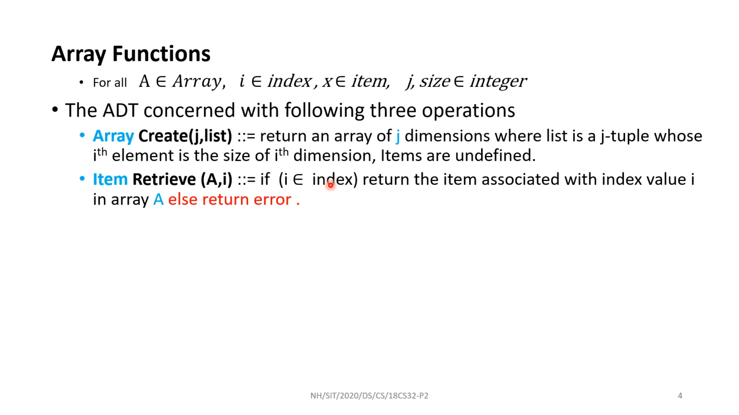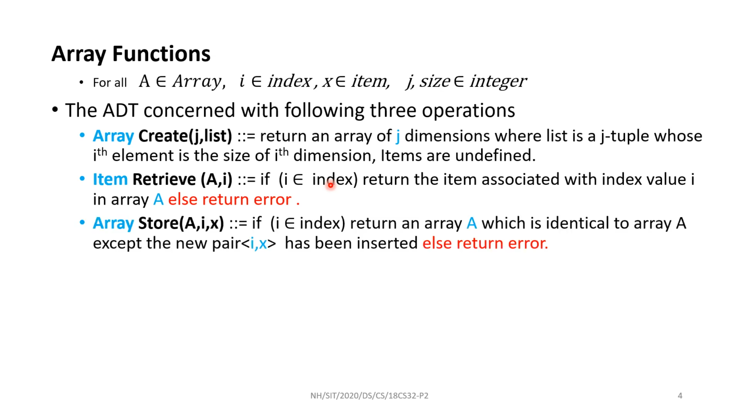Suppose that index is undefined. For example, an array has 10 elements and you are going to retrieve the 11th item, which is not there. In such a case, it returns an error message.